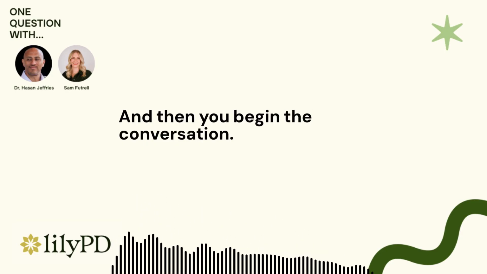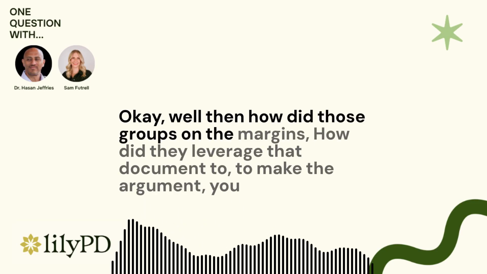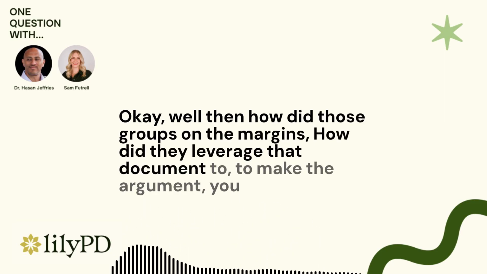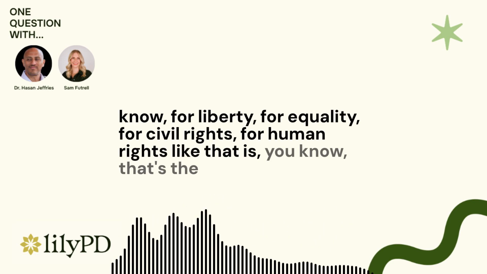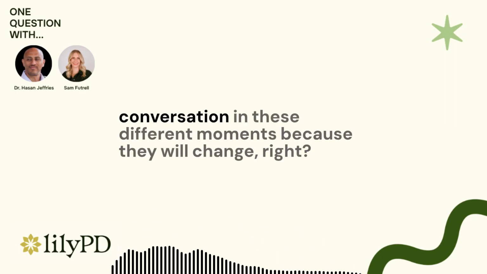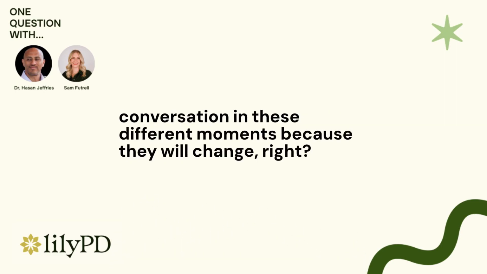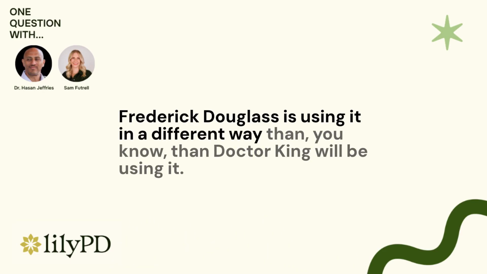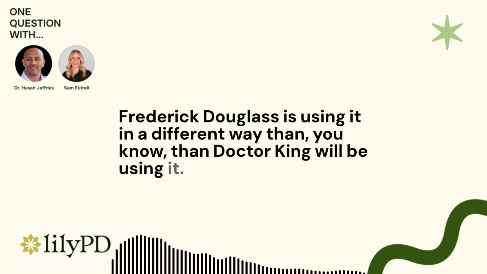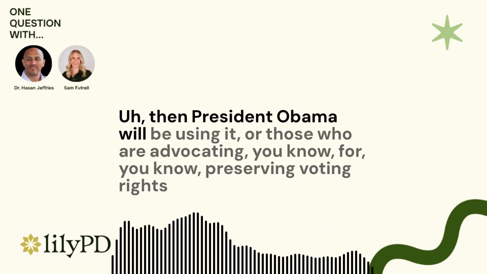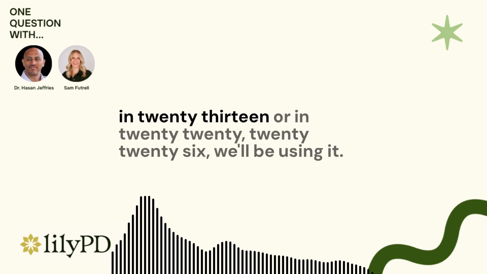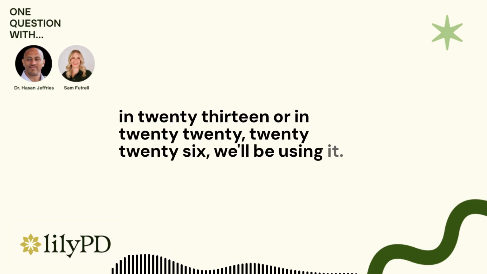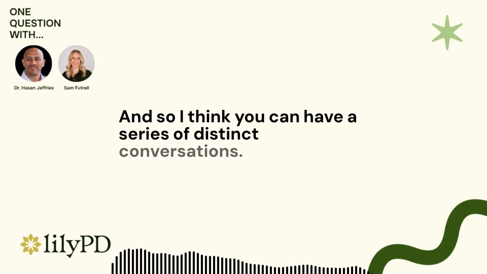And then you begin the conversation of, okay, well, then how did those groups on the margins, how did they leverage that document to make the argument for liberty, for equality, for civil rights, for human rights? Like that's the conversation in these different moments because they will change, right? Frederick Douglass is using it in a different way than Dr. King will be using it. Then President Obama will be using it, or those who are advocating for preserving voting rights in 2013 or in 2020, 2026 will be using it. And so I think you can have a series of distinct conversations.